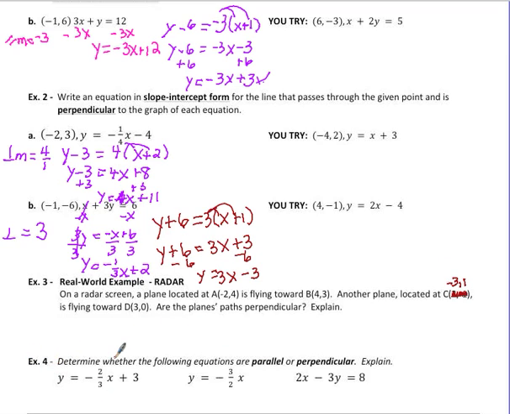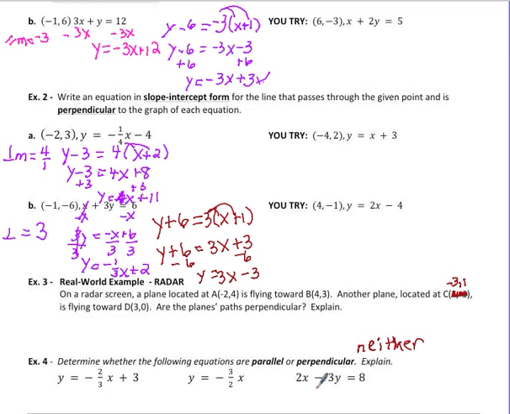So example 4 says determine whether the following equations are parallel or perpendicular, and it could be neither too, just so you know. But they don't have to be either or, so don't beat your head against the wall if you're not getting any that are perpendicular or parallel. These two are already solved for y, which it's pretty easy to see the slope. This one is not, so you're going to have to solve for y to get the slope. Then you compare them all.